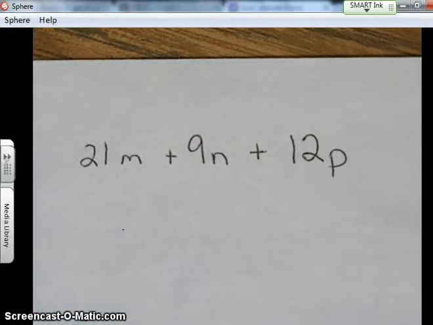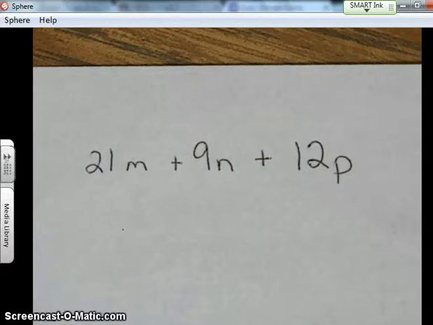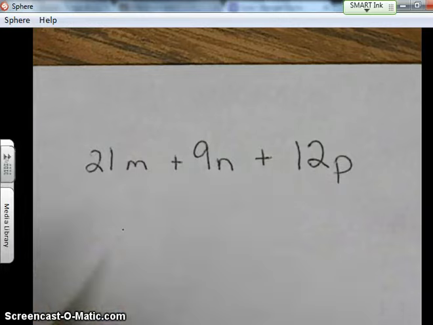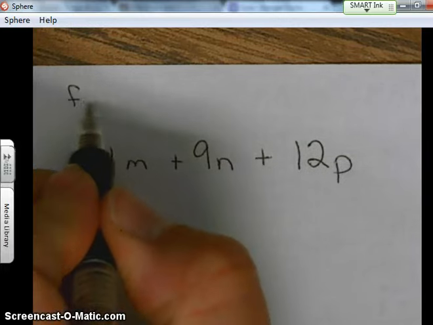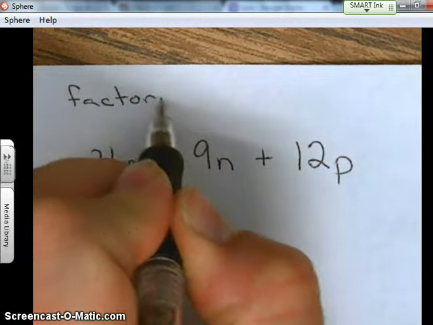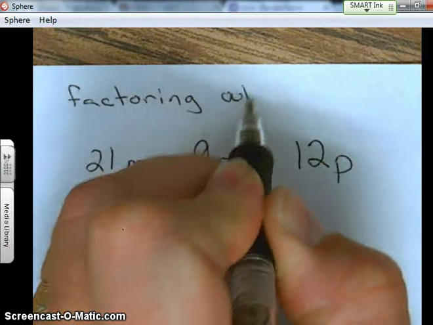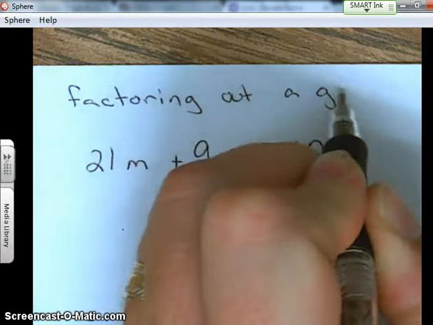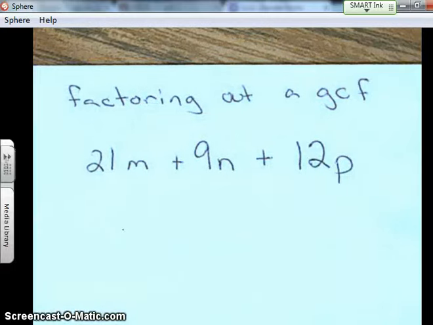Hey guys, so today we're going to start looking at factoring polynomials. The first thing you should do when factoring a polynomial is try to factor out a greatest common factor. So factoring out a greatest common factor.